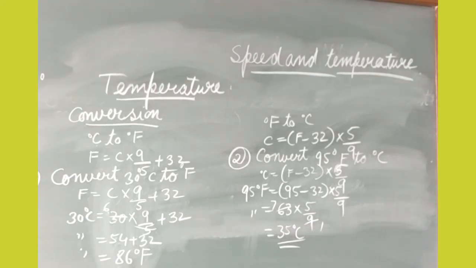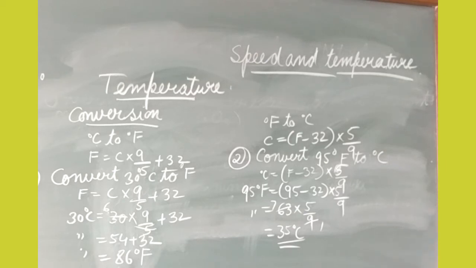So what have you learned today? Today you have learned about temperature. What is temperature? Temperature measures how hot or cold an object is. You have learned two types of temperature scale. What are they? The Celsius scale and the Fahrenheit scale.